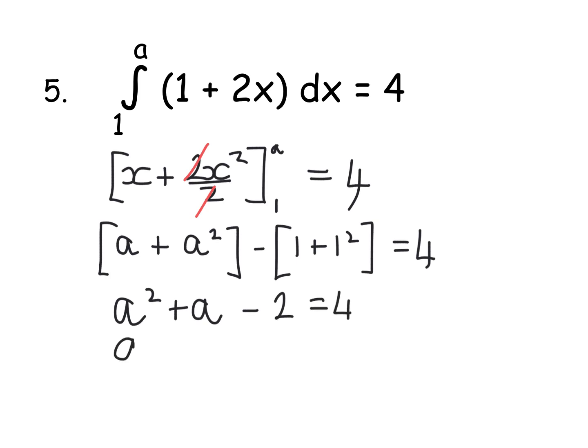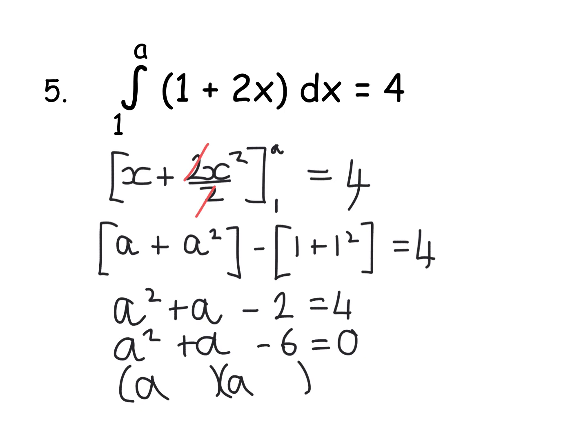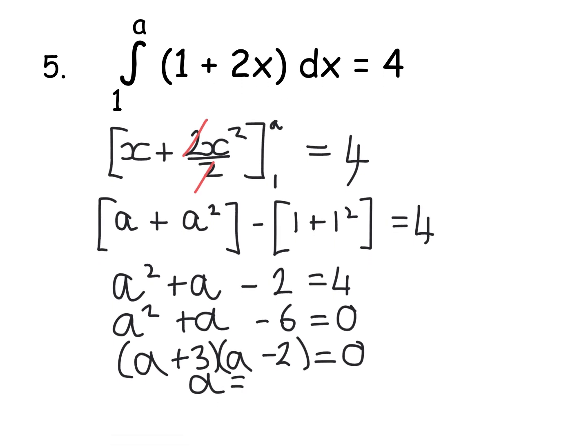Are you starting to see the trinomial up here? So I'm going to take the 4 over, which gives me a minus 6. 2 values that multiply to minus 6 and add to 1 are a plus 3 and a take away 2. So at this point, a equals negative 3 or a equals 2. Now if I take you back to the very top of the question, a was my upper integral, which meant a has got to be bigger than 1. So I'm going to put a line through this one and say that a is greater than 1. So my final answer is a equals 2.